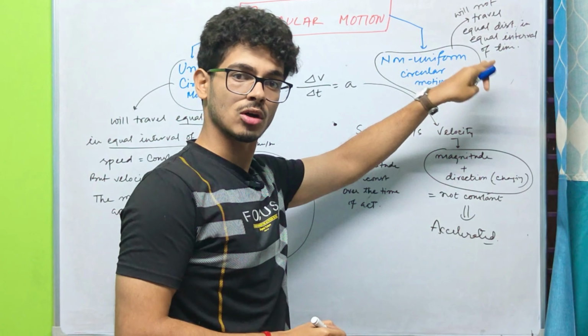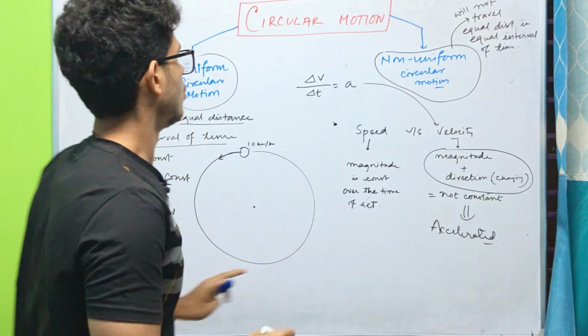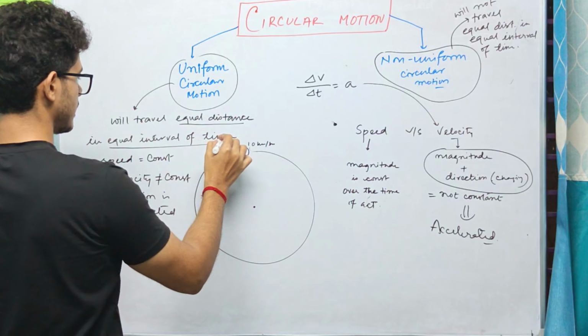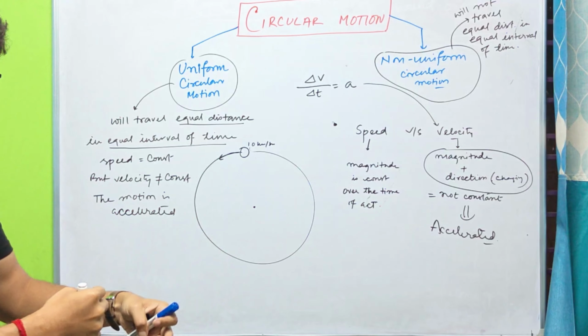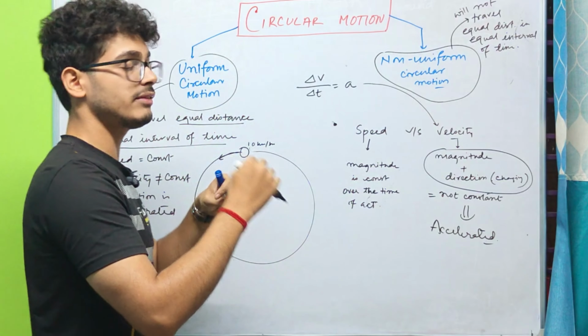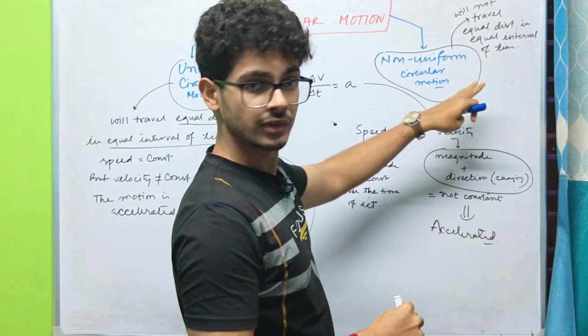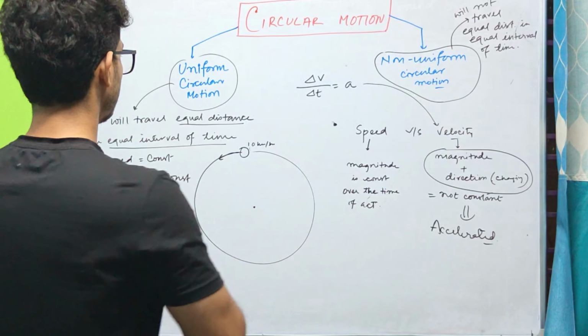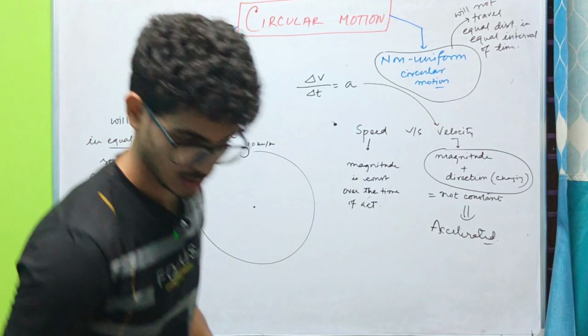In this case the motion is also accelerated, but what is differentiating them is the distance traveled. If it is equal in equal interval of time, we call it uniform, and if it is unequal in equal interval of time, then we call it non-uniform. So it is all about uniform and non-uniform circular motion.